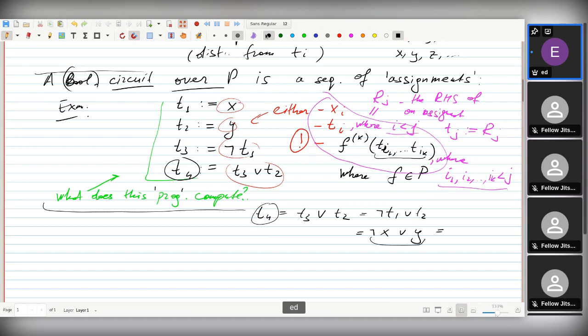Ladies and gentlemen, please tell me, please show me that you are present. Any idea? Which function is computed here? Is it clear? Please let me know whether it is understandable what I'm talking about.